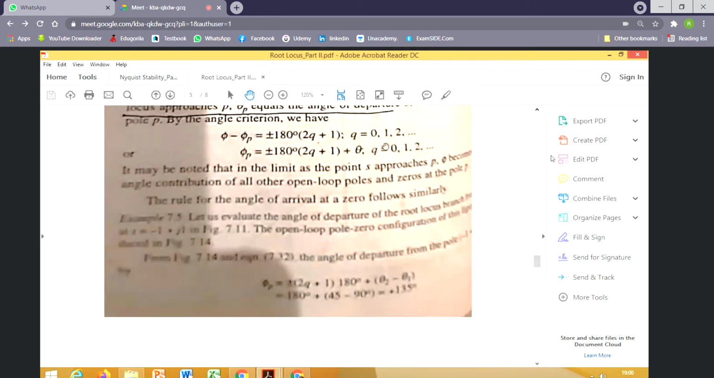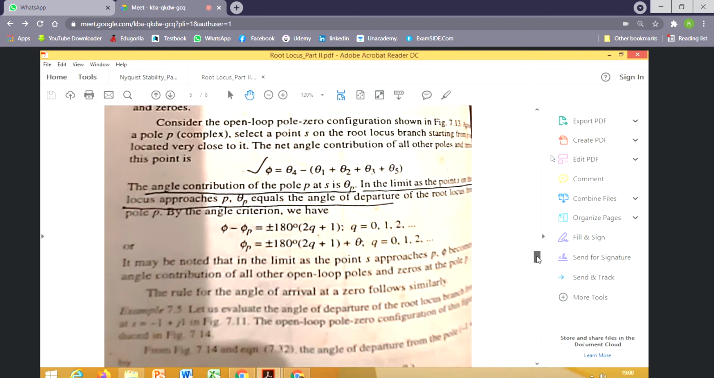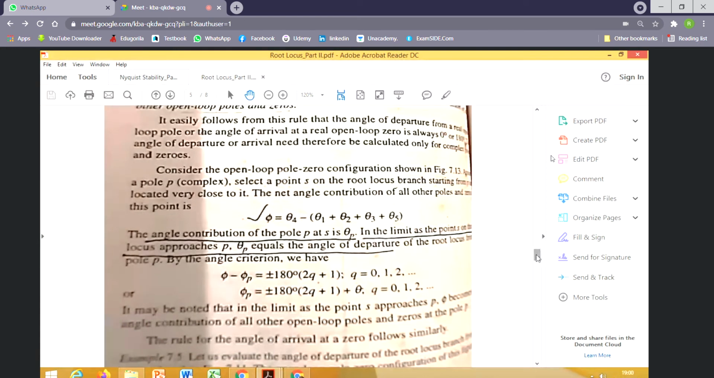So the angle of departure from a complex open loop pole is given by phi p, which is equal to plus minus 180 degree (2q plus 1) plus phi, where phi is the net angle contribution by all other open loop poles and zeros at that particular complex open loop pole. So now the angle of arrival will be very simple.